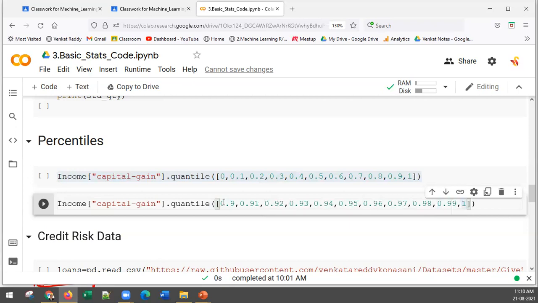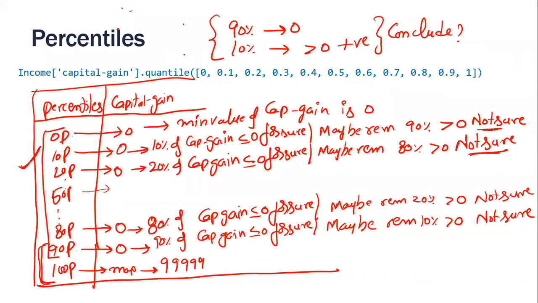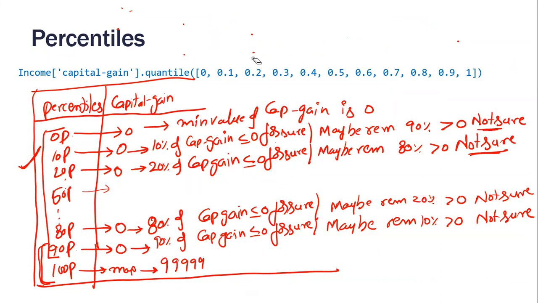I want you to look at this output. I don't want you to paste the output in the chat window, but answer this question. Finally, what answer I want from you? Simple two-line answer. What percent of the data is 0 in capital gain? Simple. I want you to analyze the output by yourself and answer this question. What percent of capital gain is 0 and what percent is non-zero?